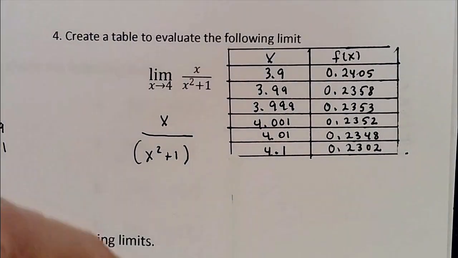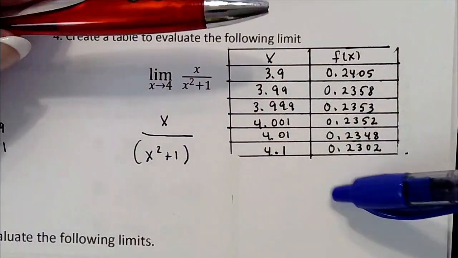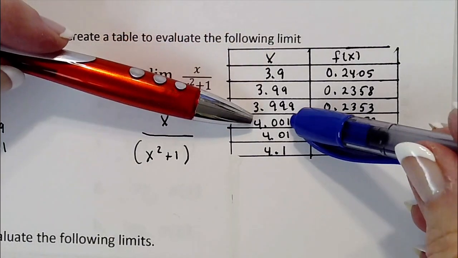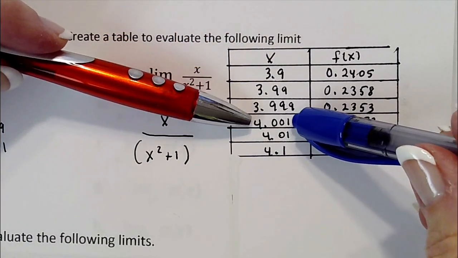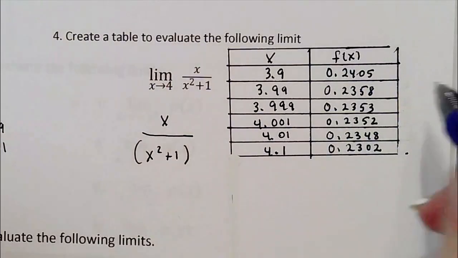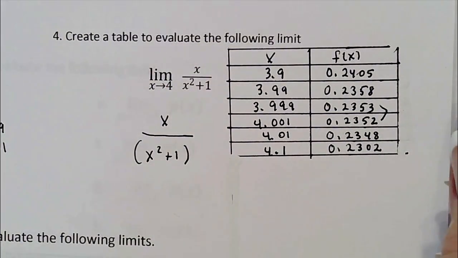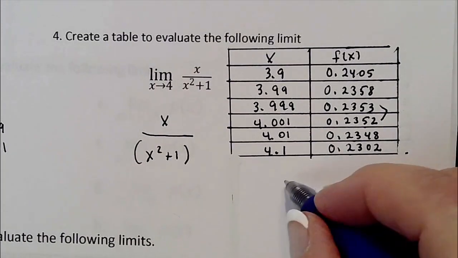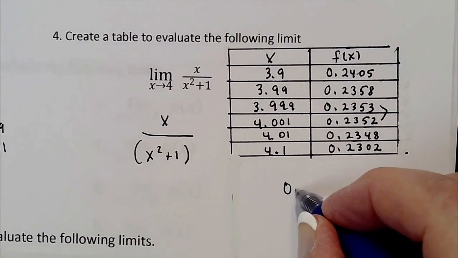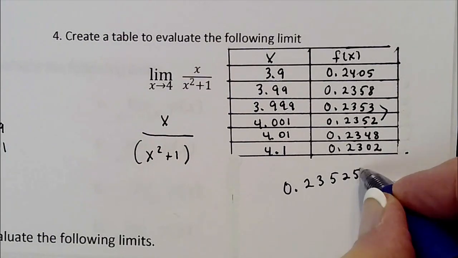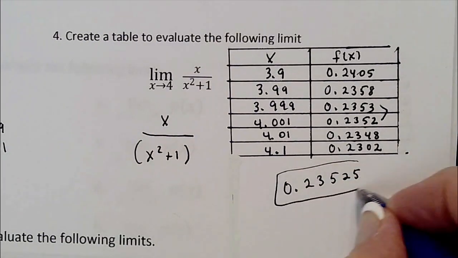So now we're going to do the same thing we did before. We're going to start at the top and get closer and closer to 1, which is between here, 3.99 and 4.01. So you can see how these two are really close to each other. So we get our fraction for the limit to be 0.23525, and that would be my limit.